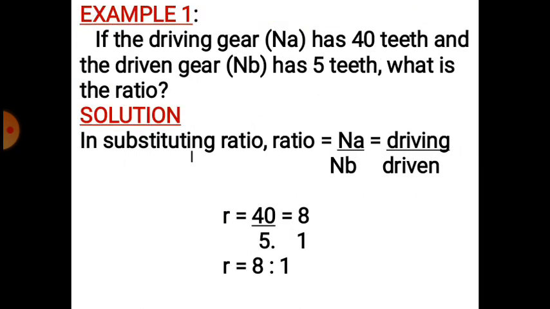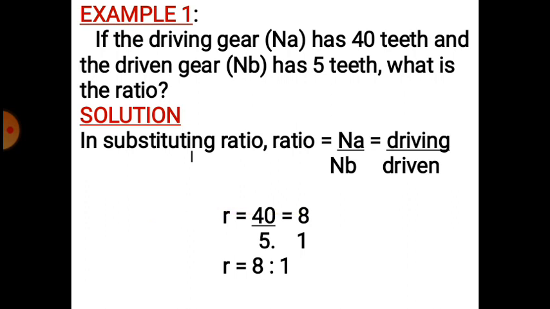Let's see example 1. If the driving gear NA has 40 teeth and the driven gear NB has 5 teeth, what is the gear ratio? Substituting into the ratio, we have NA over NB equals driving over driven. So R, which is our ratio here, is 40 over 5, or 40 divided by 5, equals 8 over 1. So our ratio is 8 ratio 1.